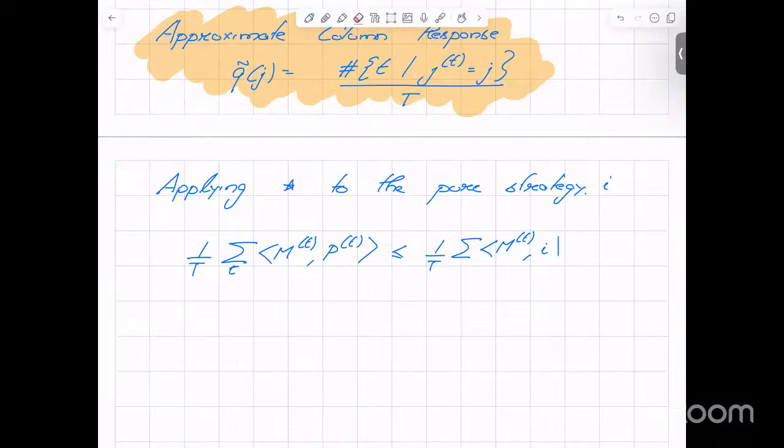So this is just MTI, plus epsilon by T summation MTI. These summations are all over T, plus ln N over epsilon T.